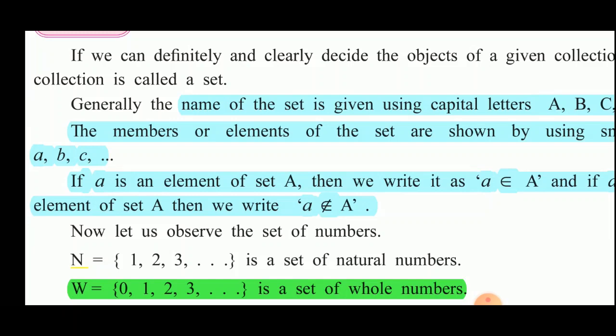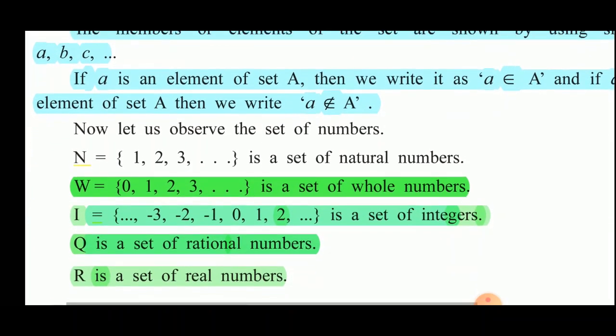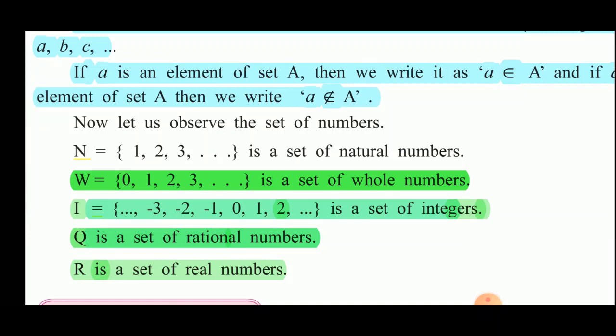Now let us observe the sets of numbers which are given below. Now there are different sets of numbers. The set of natural numbers is denoted by capital N. This curly bracket is used for denoting sets. Inside the curly brackets, all the elements are written one after the other, separated by commas. The set of natural numbers begins from 1, 2, 3. Infinitely many natural numbers are there, so we put dots and close the bracket.